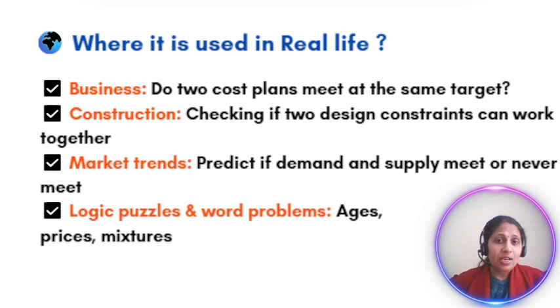So where is it used in real life? In business, to check if two cost plans meet at the same target, or to check if two strategies will ever meet. In construction, checking if two design constraints can work together. Market trends, to predict if demand and supply meet or never meet. Logic puzzles and word problems, for example age problems, prices, mixtures, we use this nature of solutions to predict our answers. So let's go into these in depth.